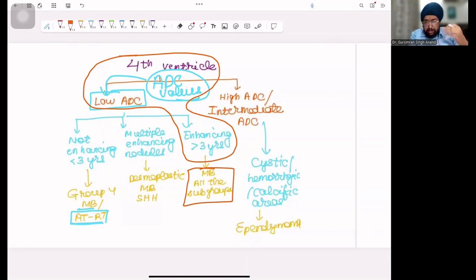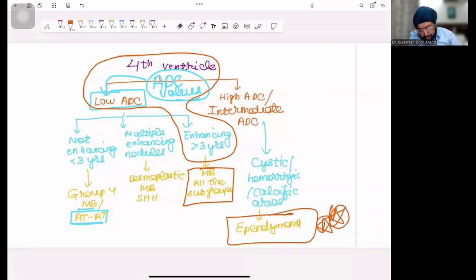Next, you have a fourth ventricle mass, which shows either high ADC or intermediate ADC values with cystic, hemorrhagic, and calcific areas. What is the diagnosis? It's your ependymoma. 50% will show calcifications. A significant amount of tumors will show hemorrhagic areas. The cystic component is also seen in about 50% of the cases. Epicenter in the fourth ventricle, no diffusion restriction: it's your ependymoma.